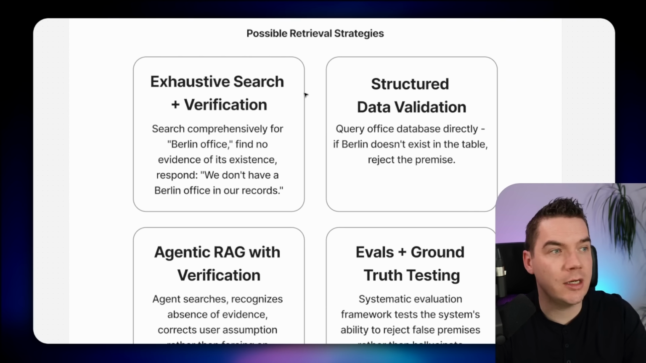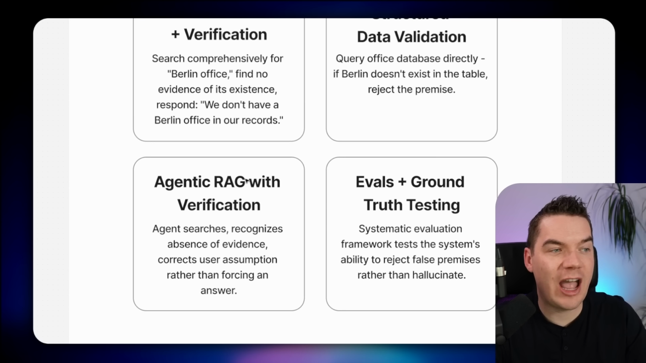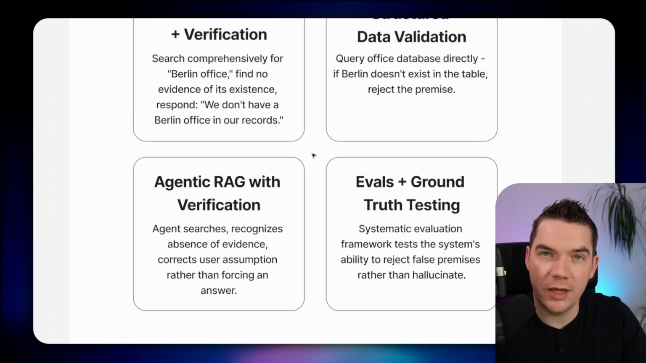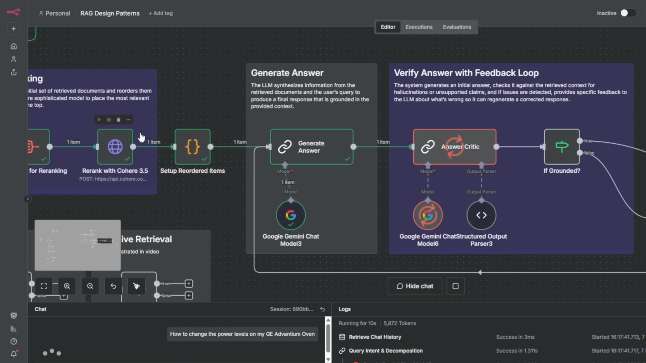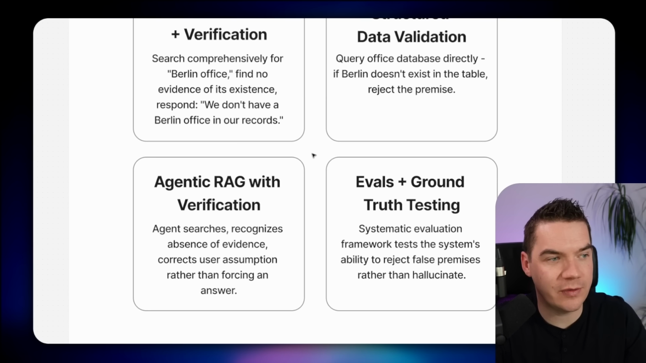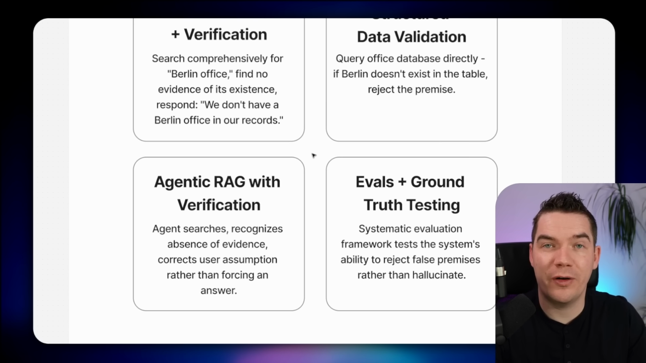So strategies here, carrying out an exhaustive search is important. Context expansion could help here as well, that video I mentioned earlier. Having agentic RAG with verification could work here because I went through the verify answer pattern in our RAG design patterns video, and this would allow a verification step to check the answer versus the retrieved context to make sure it's staying true to what it actually learned.